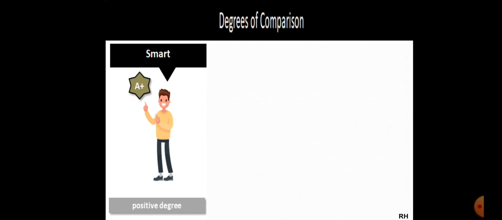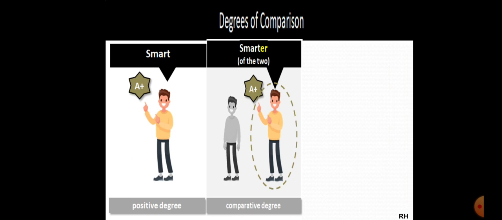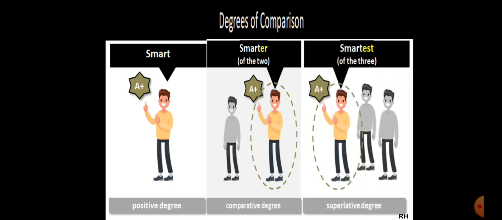Then here we are comparing two persons. You can see, he is smarter than him. Can you see that comparison happening between two persons? And here, he is the smartest of the three. Here we are having a comparison between more than two persons, right? So I hope this is clear. Smart, smarter, and smartest: positive, comparative, and superlative.